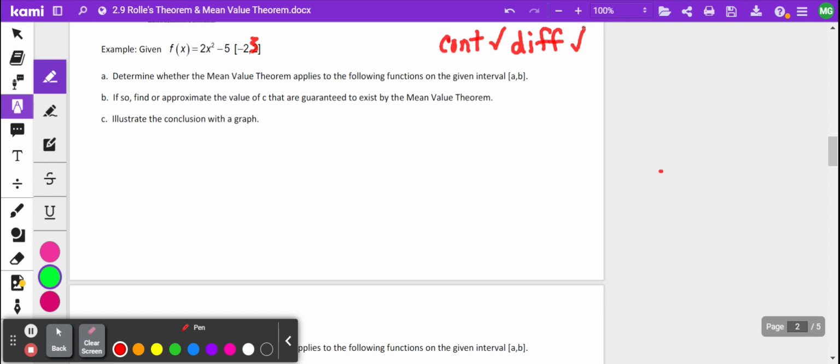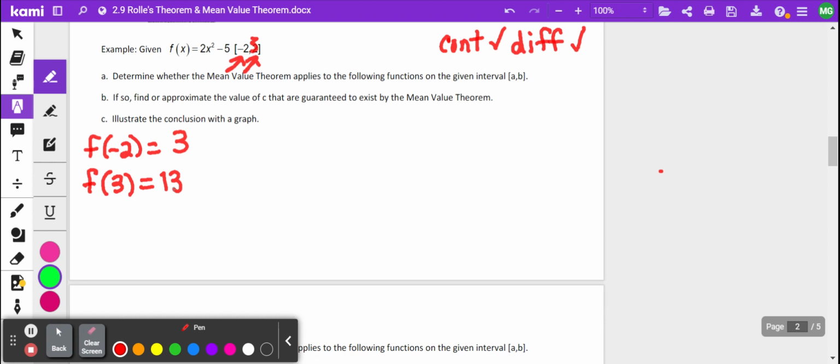So what we're going to do is find f of -2, because we're going to find this height and this height right here. So f of -2 is 3. And then we're going to find f of 3. If you put a 3 in here, we get 9 times 2 is 18 minus 5, and we get 13. So we have a point on this graph at (-2, 3) and a point at (3, 13).